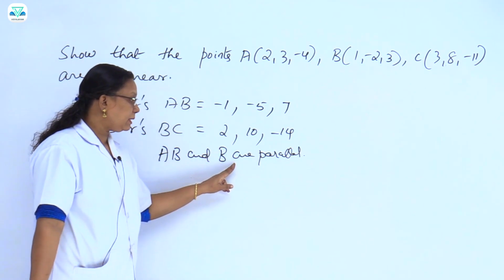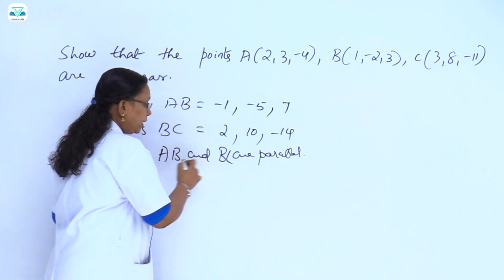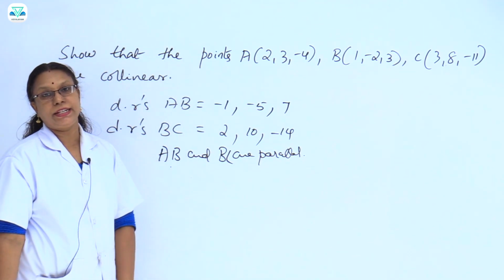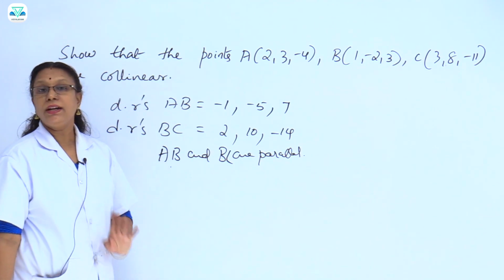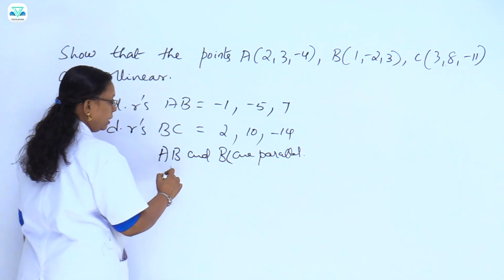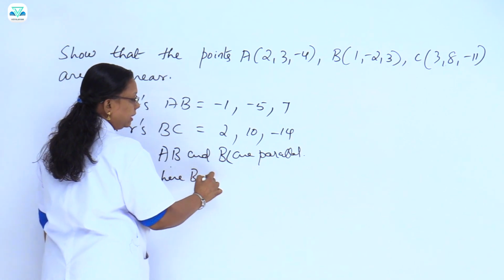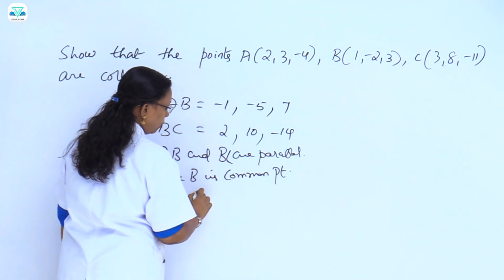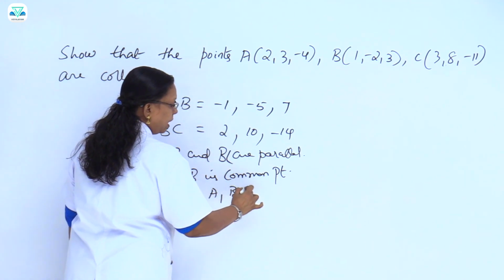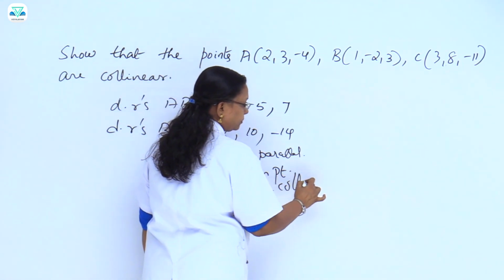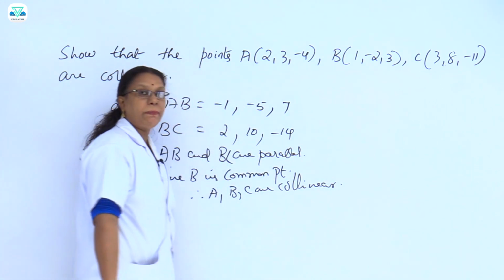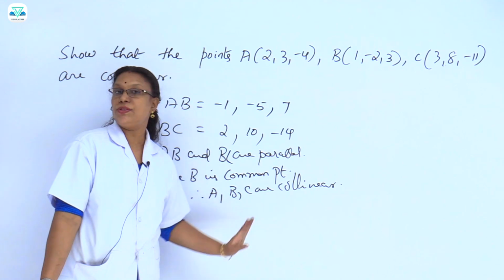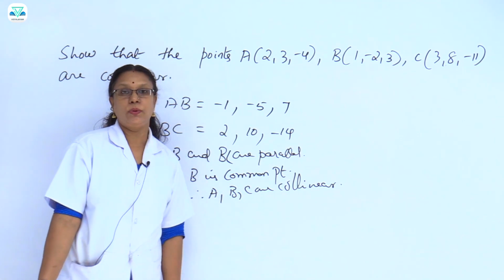But if AB and BC are parallel, they have the common point B, and therefore A, B, C must lie in a straight line. That is, they are collinear. So here B is the common point. Therefore A, B, C are collinear. AB and BC are parallel, but B is common to both, so A, B, C must lie in a straight line. That is, A, B, C are collinear.